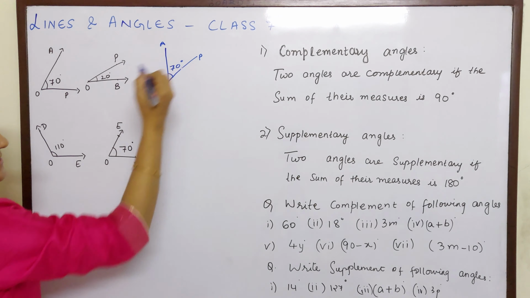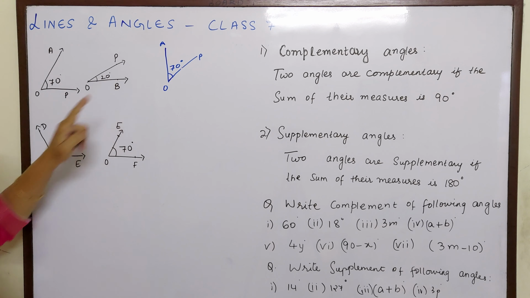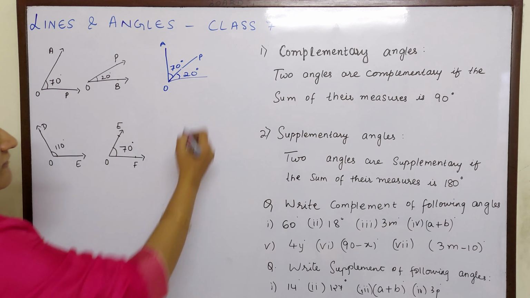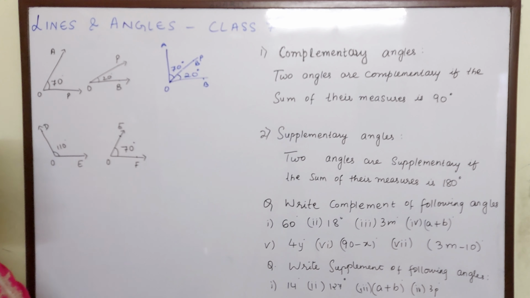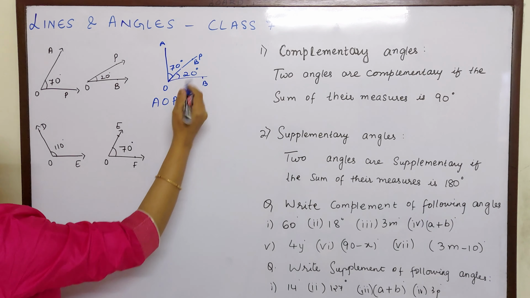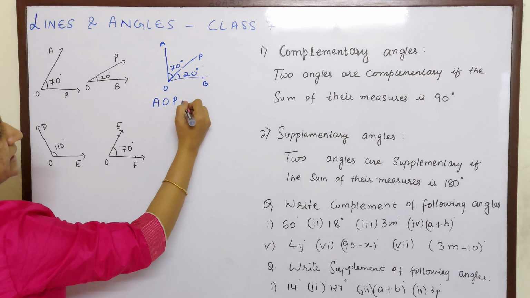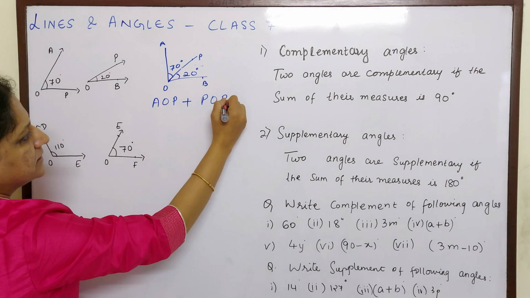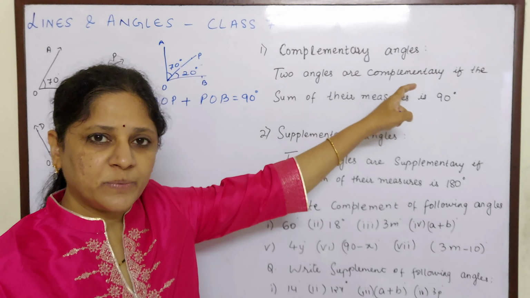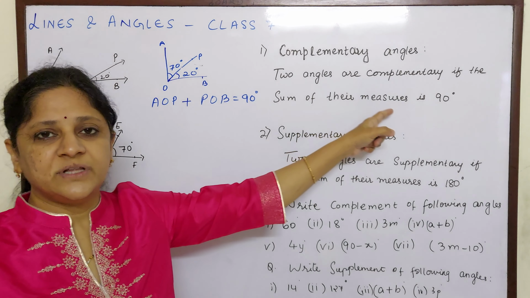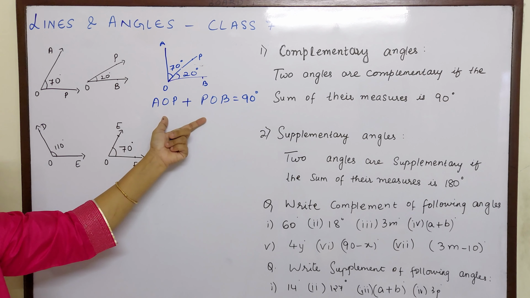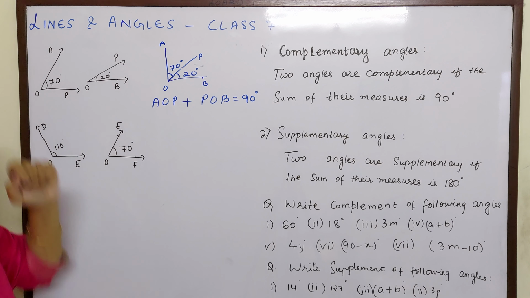AOP is 70 degrees and POB is 20 degrees. When I add both these angles, what do I get? I get 90. So AOP plus POB is equal to 90 degrees. Two angles are complementary if the sum of their measures is 90 degrees, and because their sum is 90 degrees, they are called complementary angles.